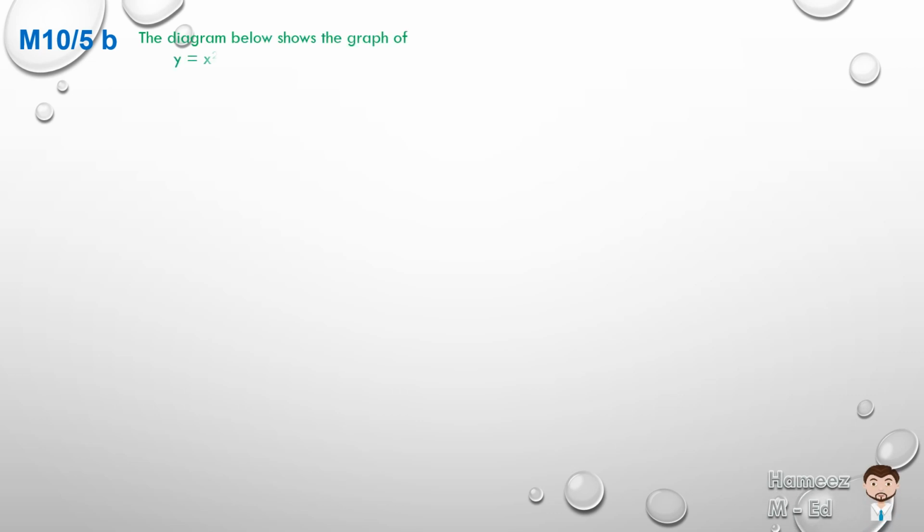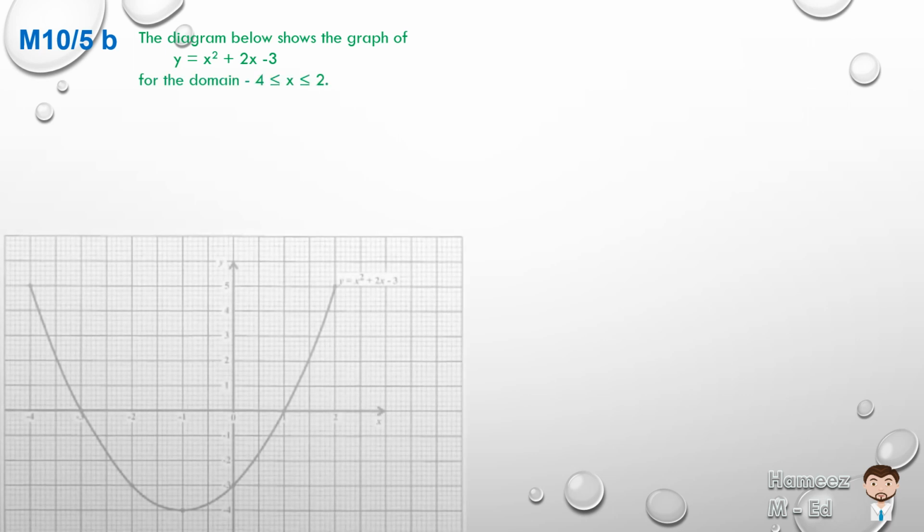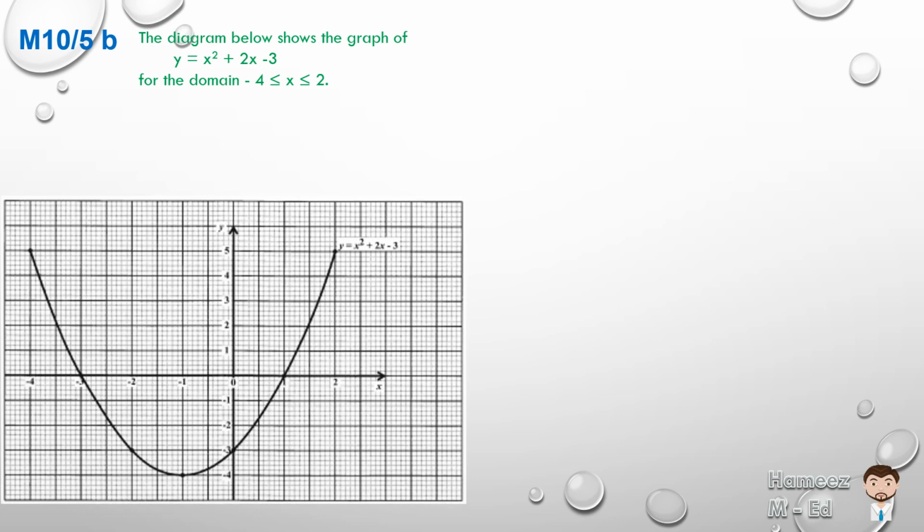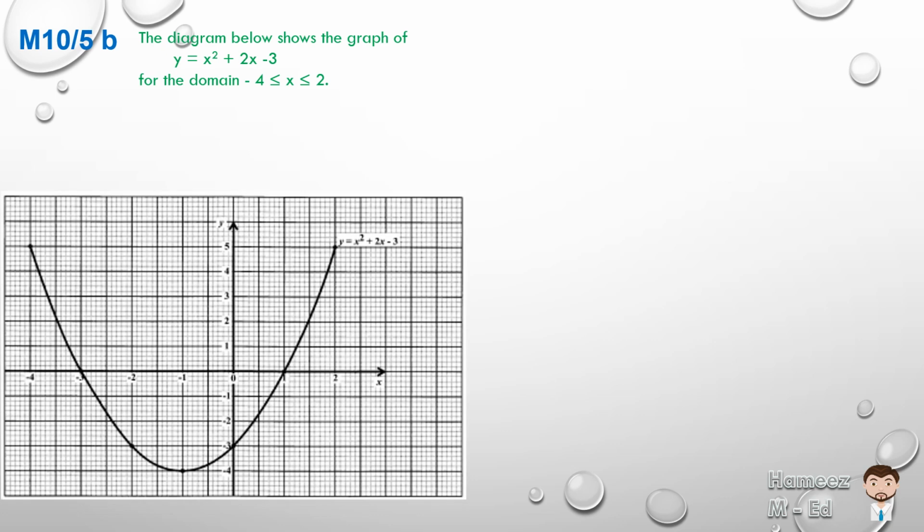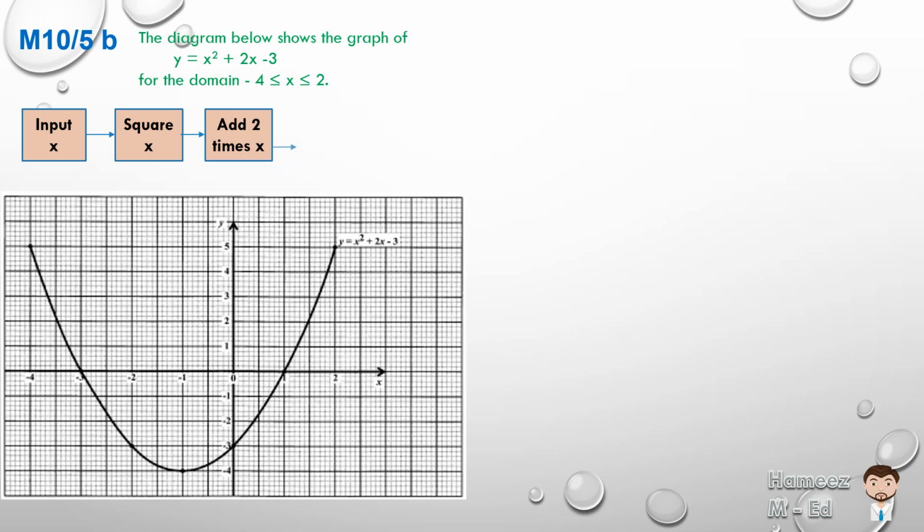May 2010, number 5b. The diagram below shows the graph of y is equal to x squared plus 2x minus 3 for the domain minus 4 is less than or equal to x, which is less than or equal to 2. Let's draw a flow diagram. If we start with the input as x, then we're squaring it, so we get x squared, and then we're adding 2 times x, and then we minus 3. And that will give us our output y.